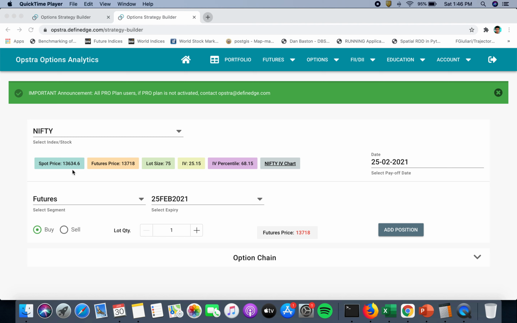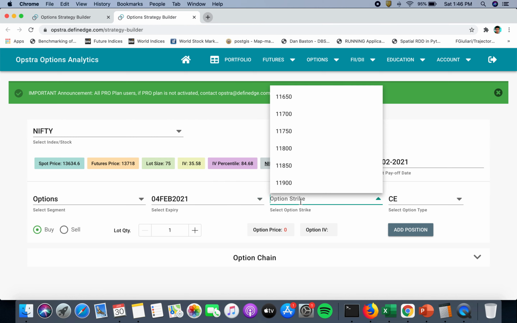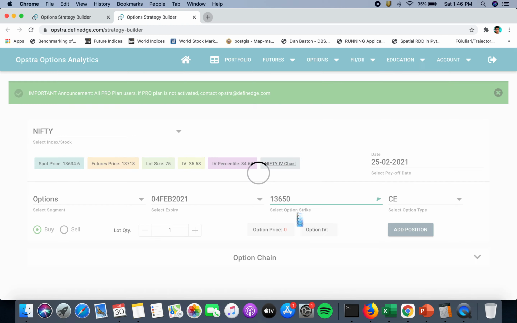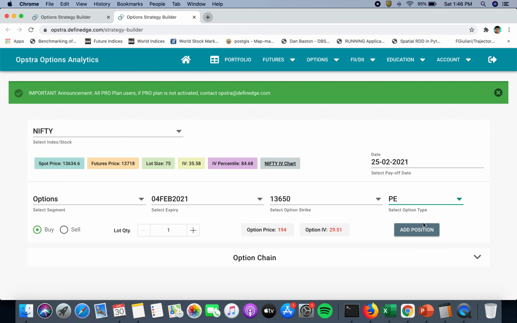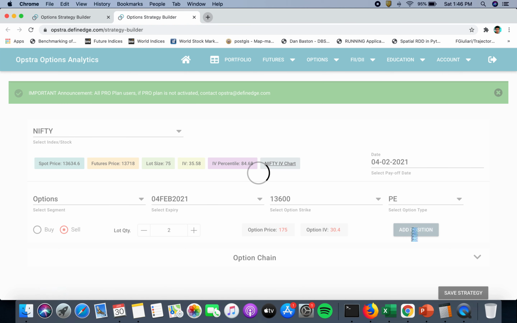So the first alternative that we are going to discuss is a broken wing butterfly with a slight bias on the positive side. That is the broken wing butterfly with the put side. So let's do that. Again, we'll be considering the 4th of Feb expiry. And what you need to do here is that first you need to buy a put option at the money, which is 13,650. Now, once you buy that, you need to go 50 points below this and you need to sell two lots of 13,600 put option.